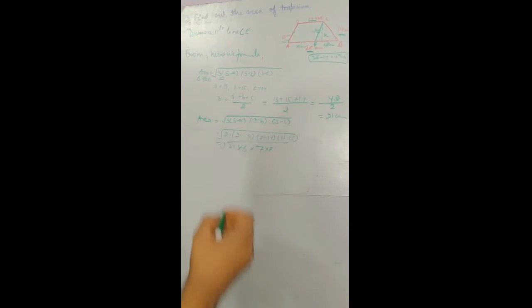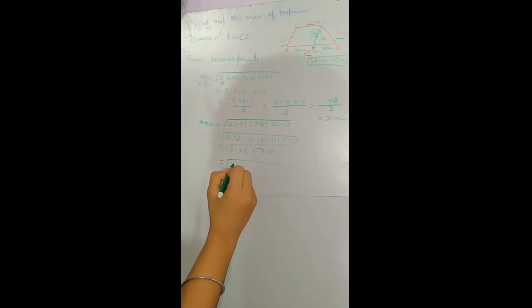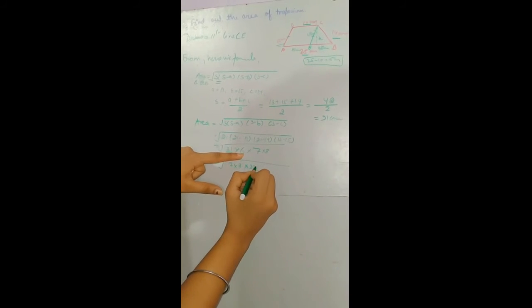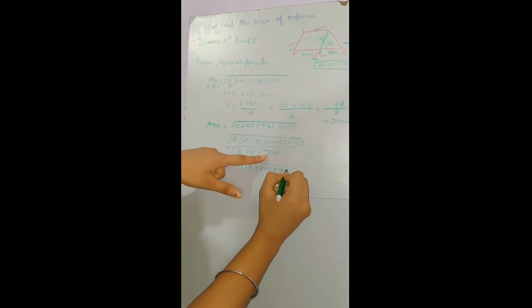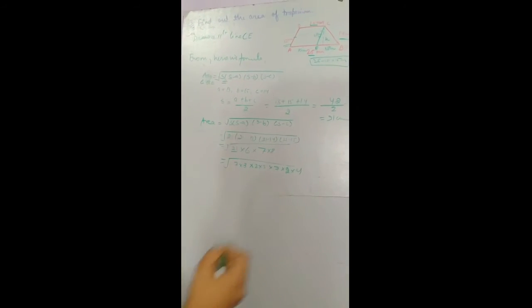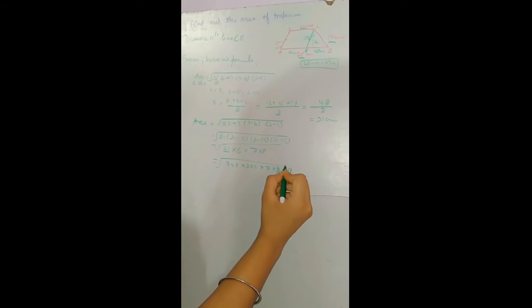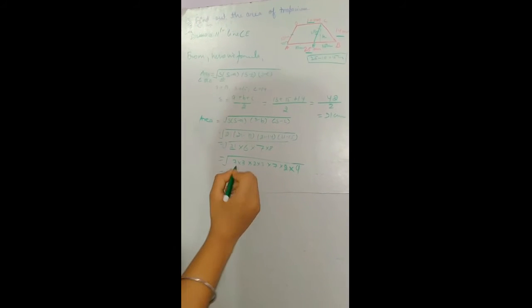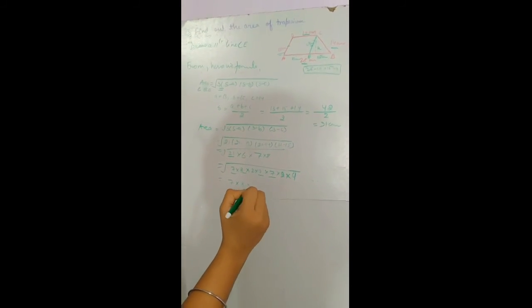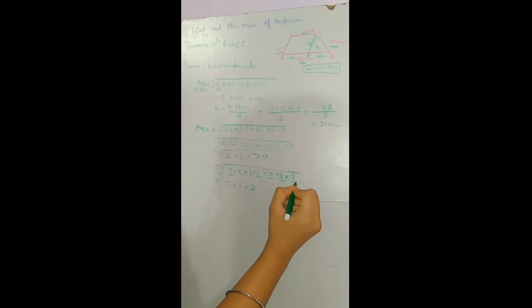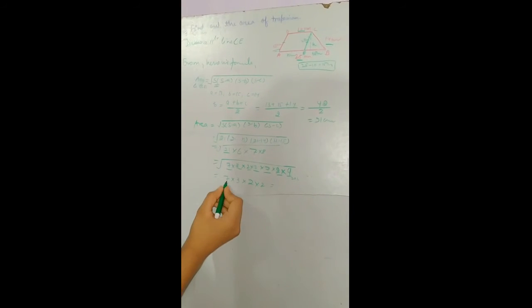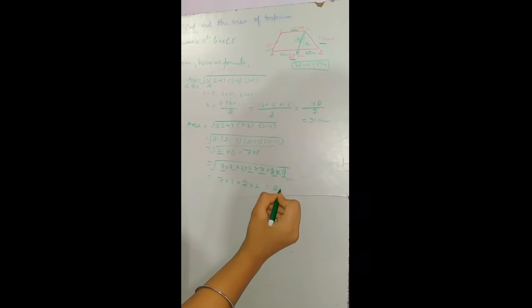Now we can expand these values. Correct, 21 we can expand as 7 into 3, 6 we can expand as 2 into 3, and 7 we can write like this only, and 8 we can expand as 2 into 4. Correct, 2 into 4. So there are two 7s, so 7 will come out, 3 will come out, 2 will come out, and 4 we can write as 2 into 2, so 2 will also come out. Then 7 times 3 is 21, 42, 84 centimeter square.